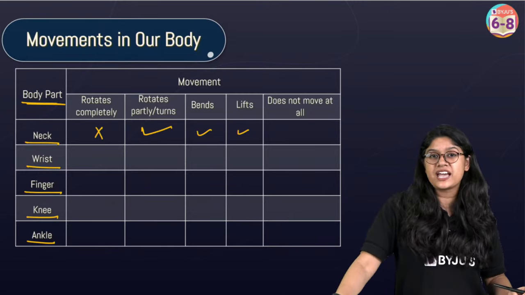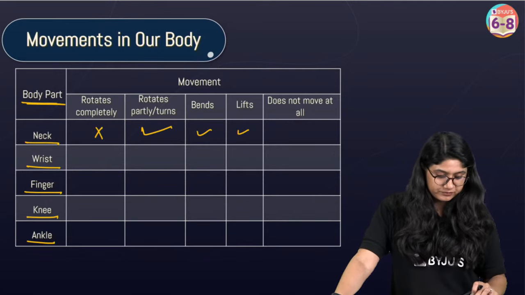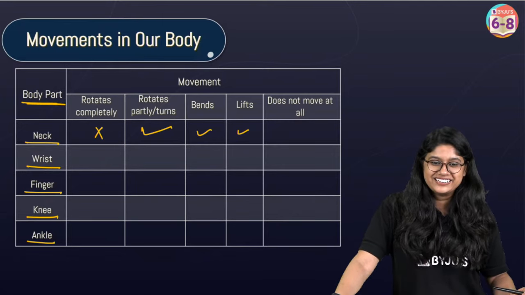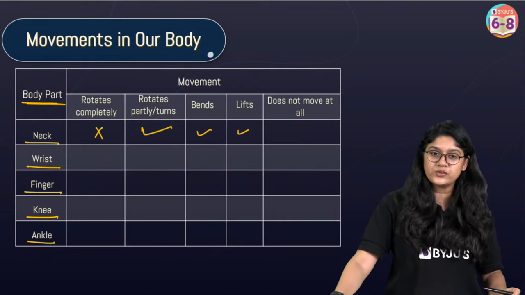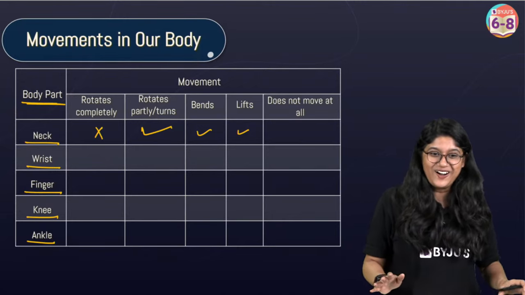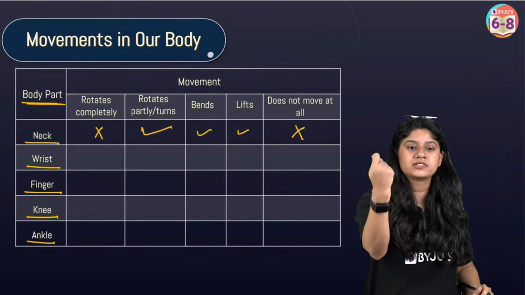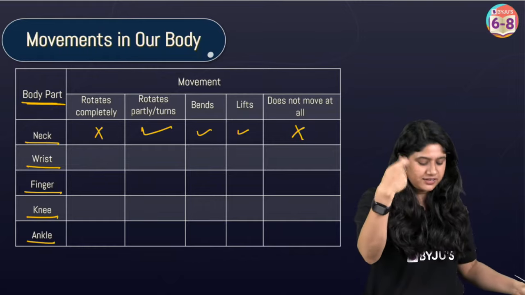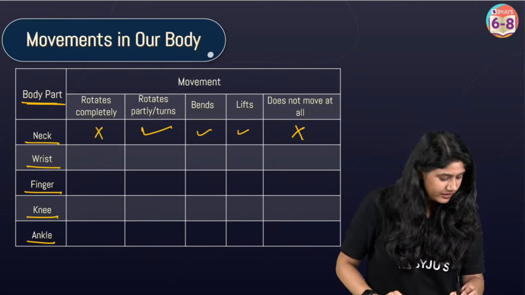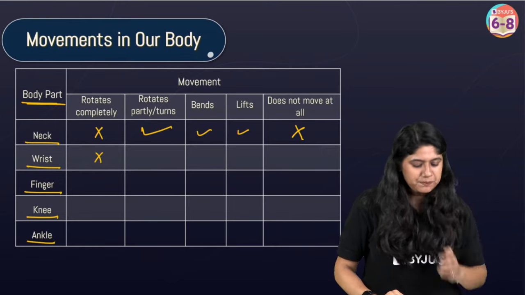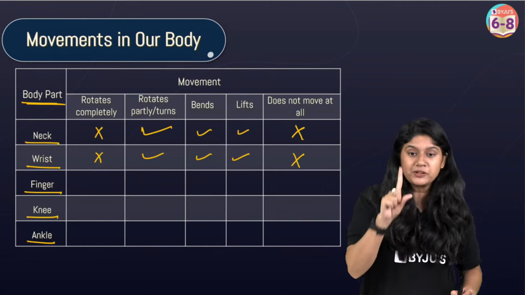So this activity is there in your textbook, and it's really important for us to understand, right? Very good. So we are clear with this. Awesome. What about the wrist? Come on, everyone. Now, of course, it cannot rotate completely, right? Yes, it rotates partially. It can bend. It can lift also.